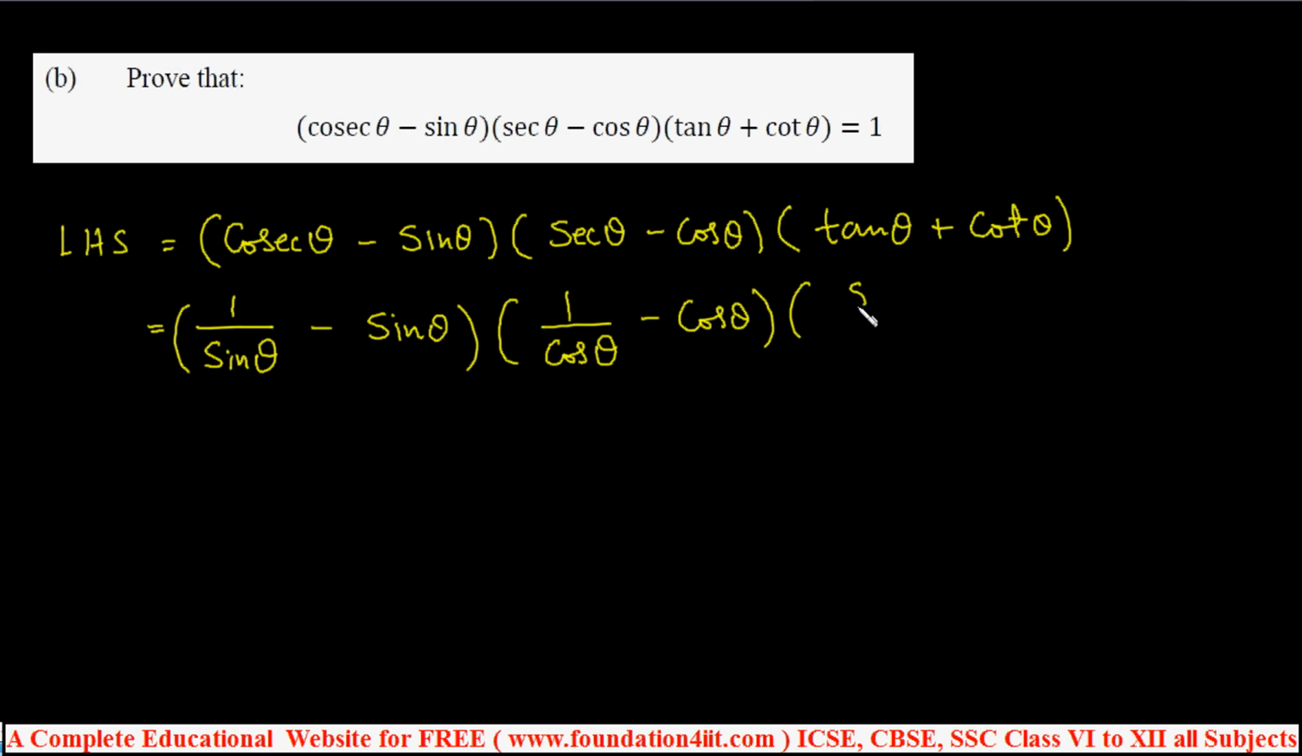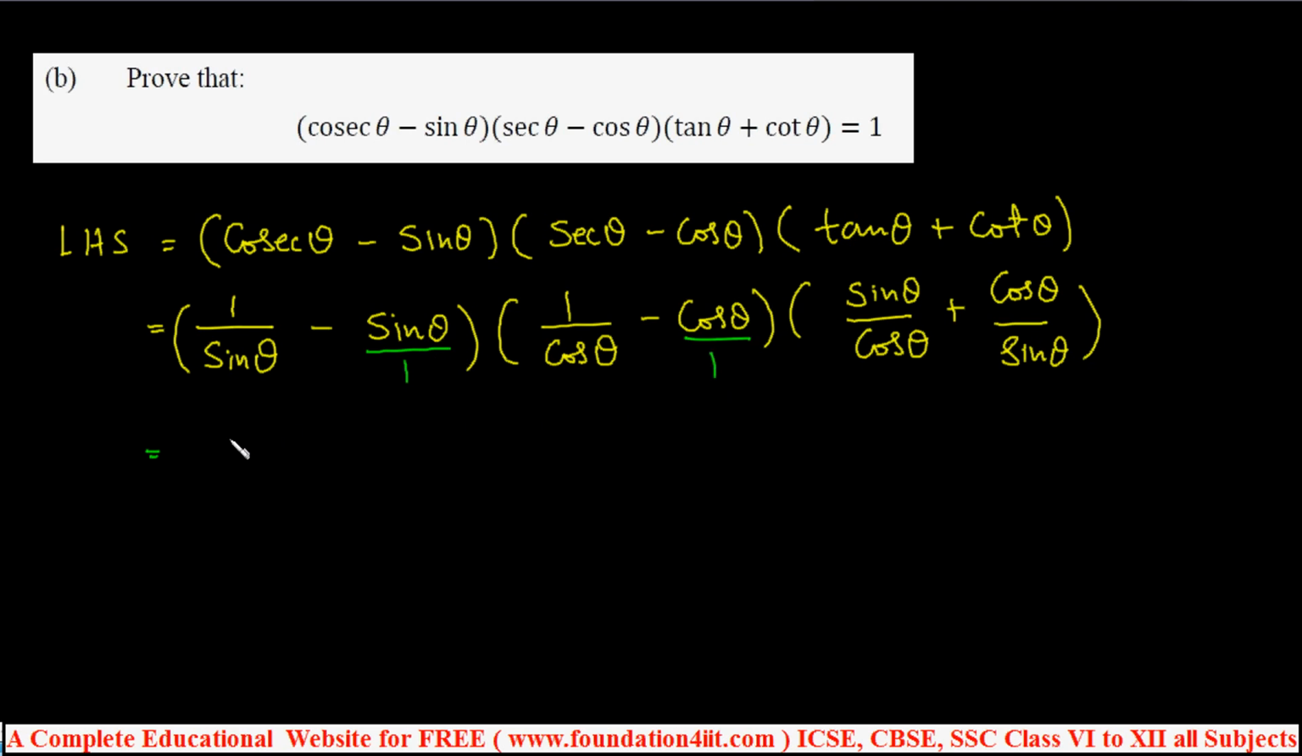And your tan is sin by cos. Sin theta by cos theta is tan theta, plus cot is cos theta by sin theta. Now we can simplify. 1 by sin minus sin, you can write sin as sin by 1, like cos by 1.